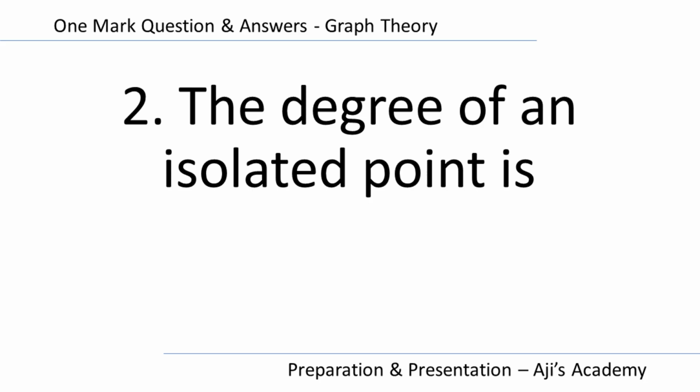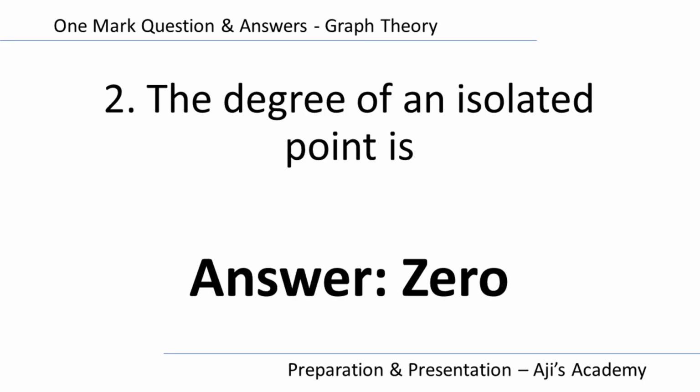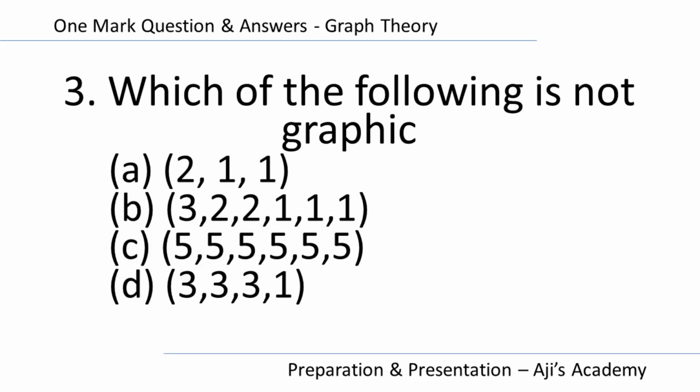Question number 2. The degree of an isolated point. We know the degree of a vertex in a graph is the number of edges incident with the vertex. Here they are given one isolated point. The degree of an isolated point is 0. Answer is 0.